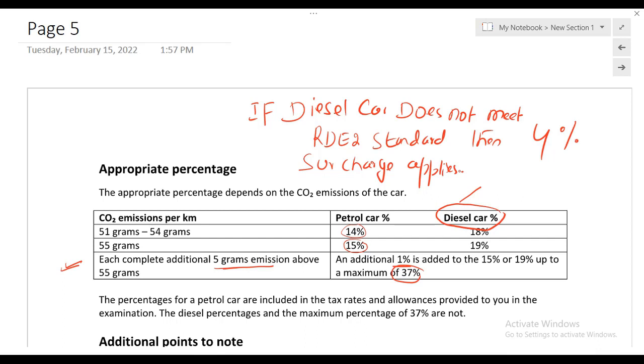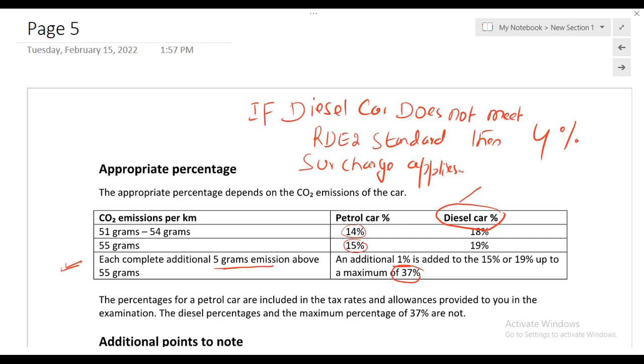It will be written in the question either it is meeting the RDE2 standard or not. You're not supposed to go and read what this RDE2 standard is. Obviously, it has something to do with the environment. If it is not meeting the RDE2 standard, it means the car is not so environmentally friendly. That is why an additional 4% will be added to the CO2 percentage, which will increase your taxable benefit, and eventually your income tax will increase also. But let me repeat, if a diesel car does not meet the RDE2 standard, then you need to add a 4% surcharge.